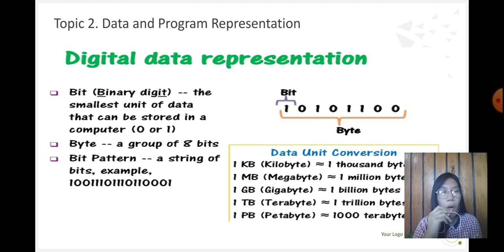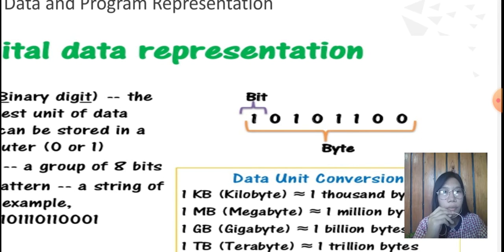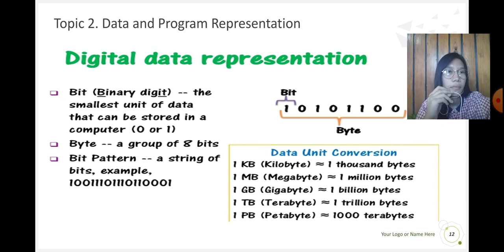Byte, a group of 8 bits. Bit pattern, a string of bits. Example: 100111011011001. Here is another example of a bit pattern: 101011100. Next, data.